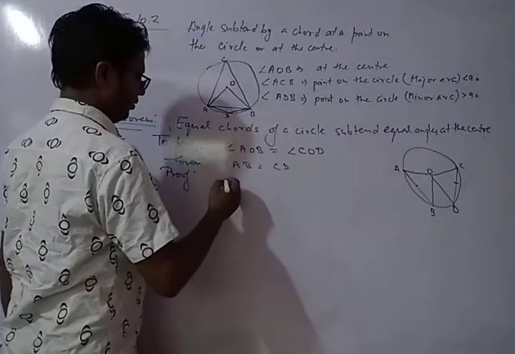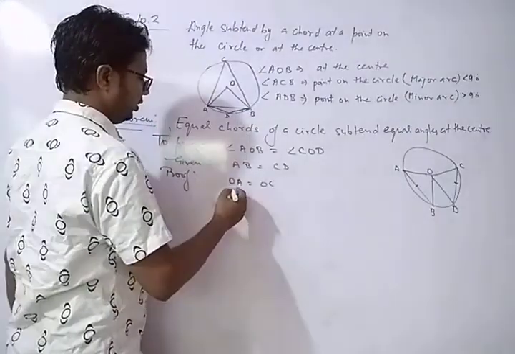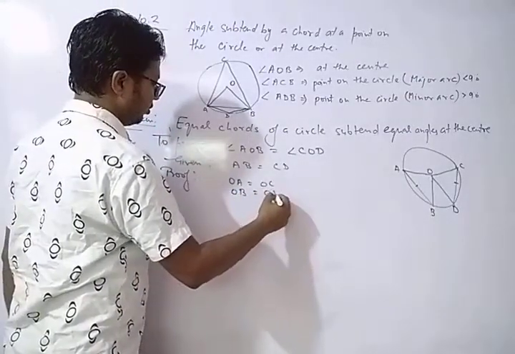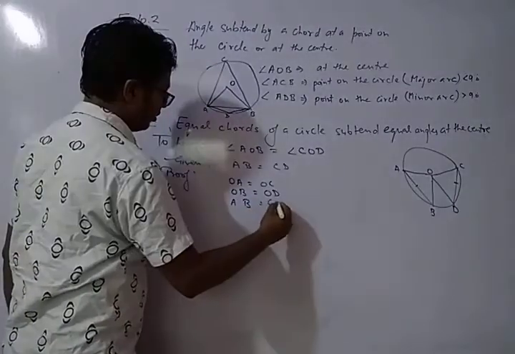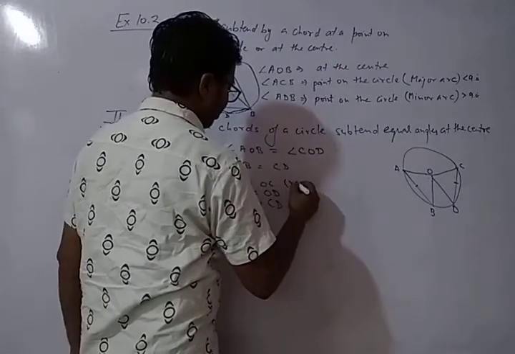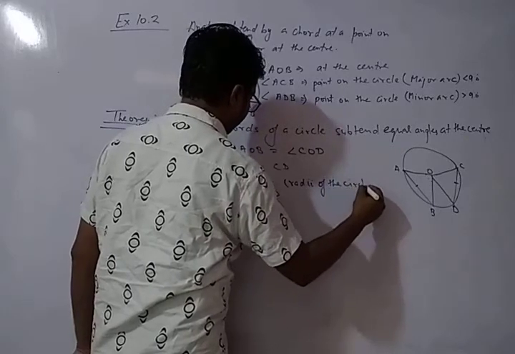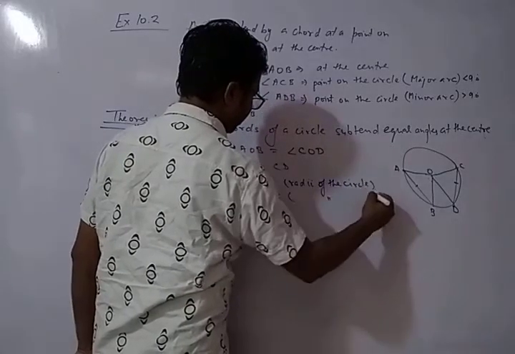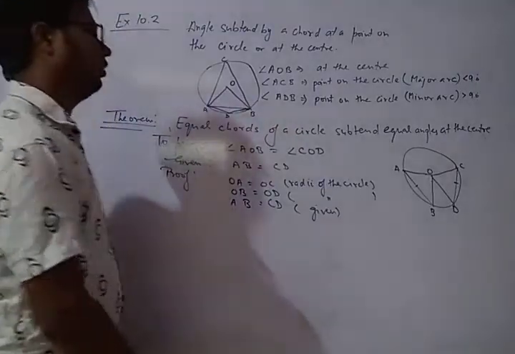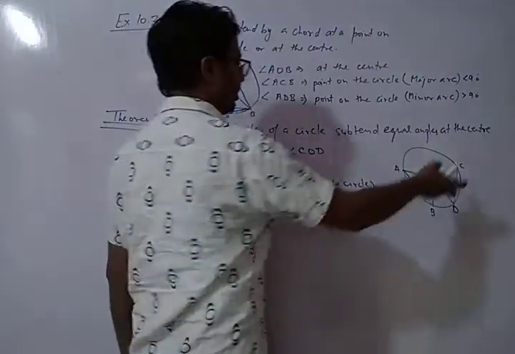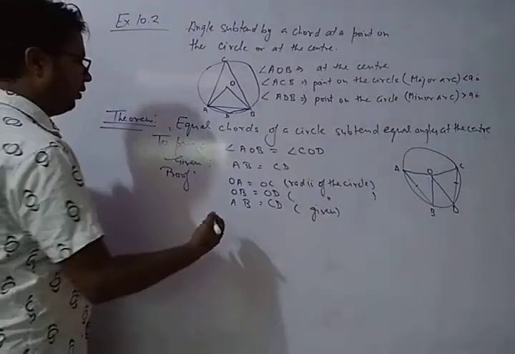OA is equal to OC. OB is equal to OD, and AB is equal to CD. That two are radii of the circle. Same for this. That two are also radii of the circle, and that is given. As you know that all the radii of the circle are equal in length. So the result will be equal.